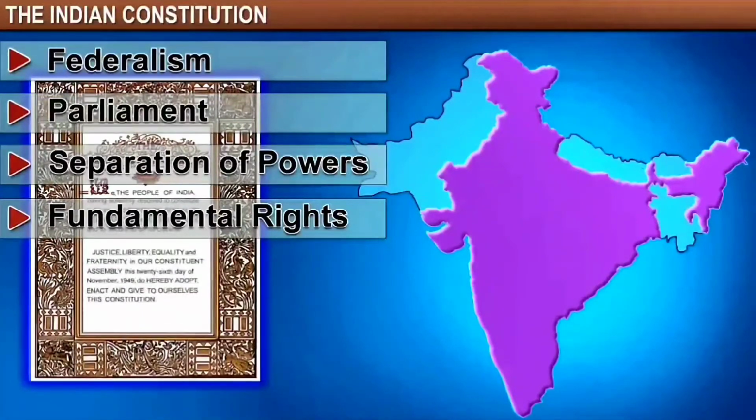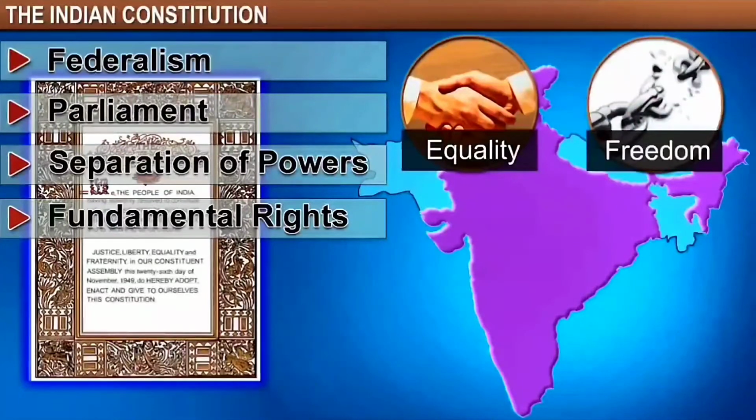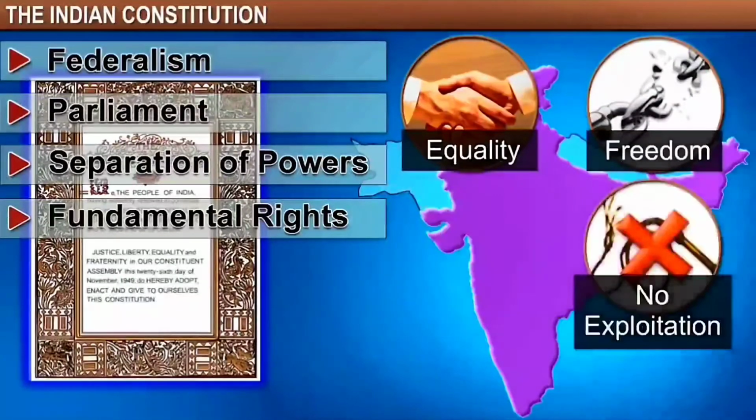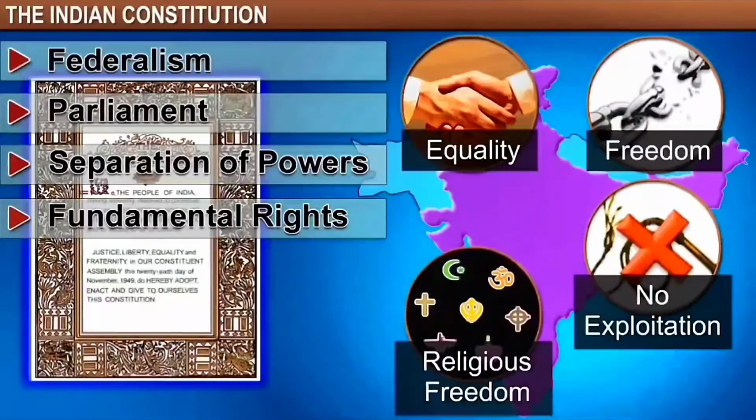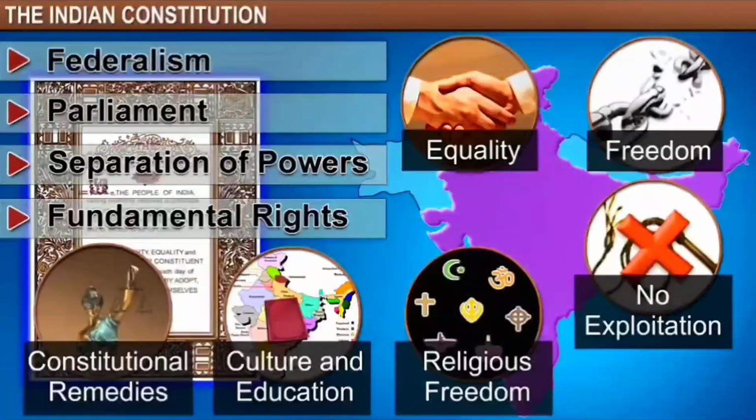Fundamental means basic right. It protects the rights of its people. Fundamental rights provided by the Constitution are right to equality, right to freedom, right against exploitation, right to freedom of religion, cultural and educational rights, and at last, right to constitutional remedies. Now, let's discuss all the 6 fundamental rights one by one.